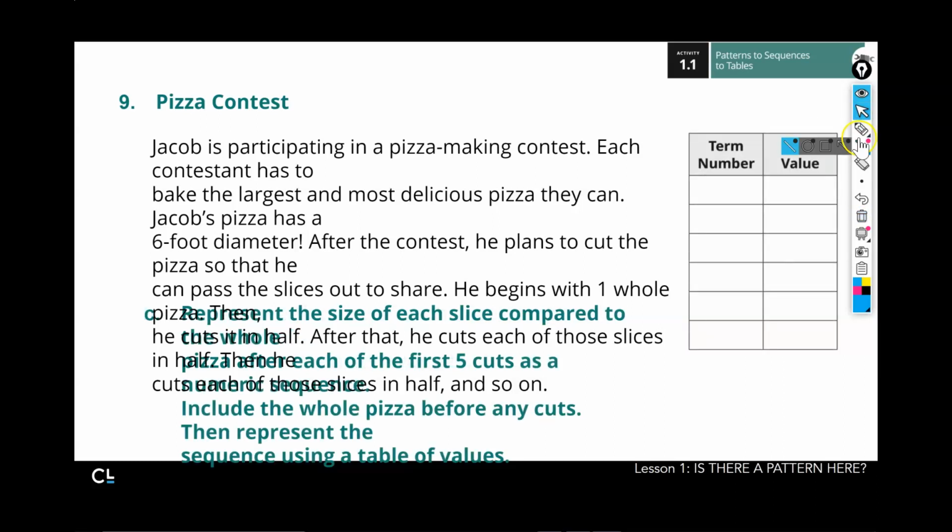Part C, let's represent it in our table. So the first term, I got 1 whole pizza. Second term, half a pizza. Third term, I got 1/4 of a pizza. Fourth term, I got 1/8. Fifth term, I'm sorry, 1/16. And then the sixth term, I've got 1/32.